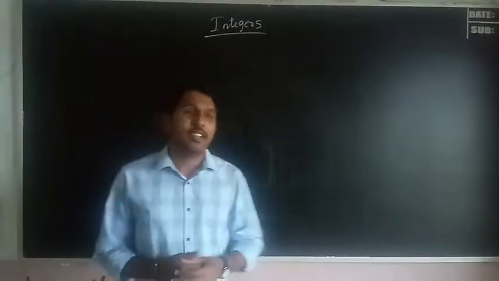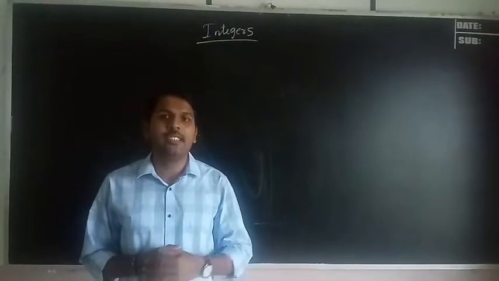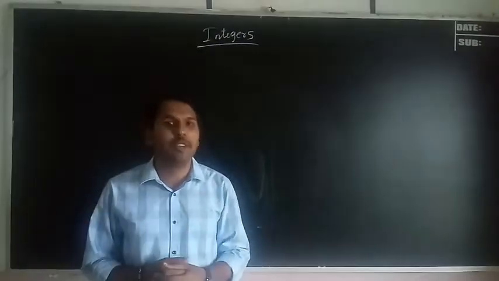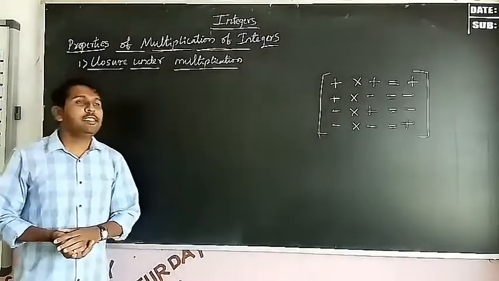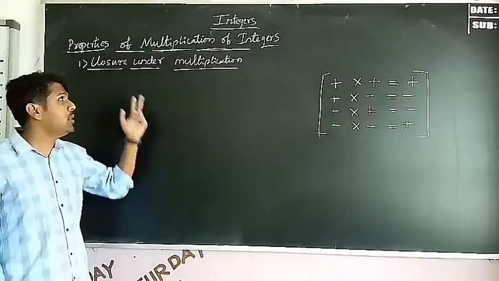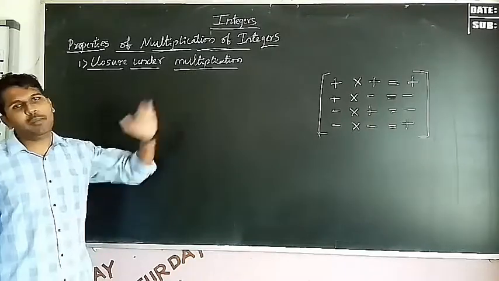Okay, my dear students, in the last class we discussed exercise 1.2 and multiplication of integers, just the basic concept. Today we are going to discuss the properties of multiplication of integers. The first one is closure under multiplication. So what is closure under multiplication?